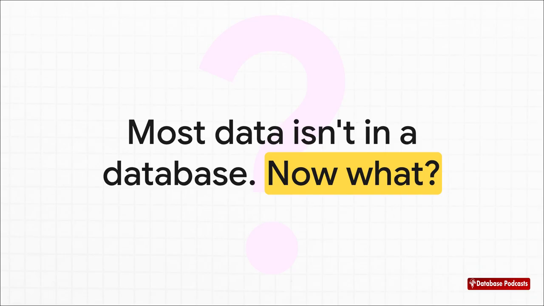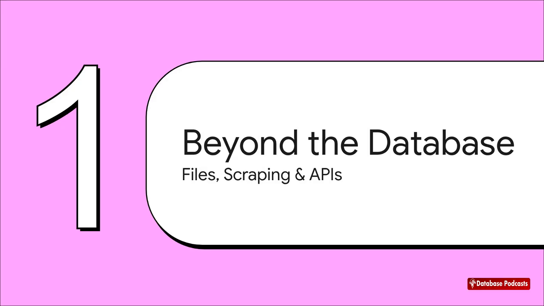But here's the thing. Most of the world's data, the really interesting stuff you want to get your hands on, it's not sitting in a perfect little table. It's all over the place, in files, on websites, locked away in different services. So what do you do then? Well, that's exactly what we're going to tackle. We're going to build out a data-grabbing toolkit with 3 key methods, dealing with local files, scraping websites, and using APIs. And we'll start with the simplest case.